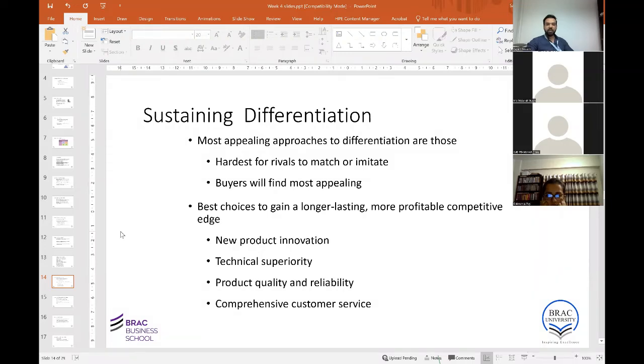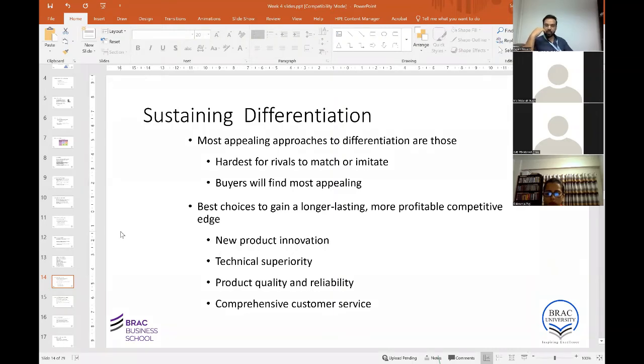Buyers will find it most appealing. So you have to really have something that is appealing to the buyers. Otherwise, why would they pay that extra money? Like in Brac University, if you get a similar course curriculum as you would have received from any other university down the road, why would you come to Brac University? So maybe Brac has the unique value attached to it. It has its brand reputation. And of course, it has the excellence of teaching and learning and things like that.